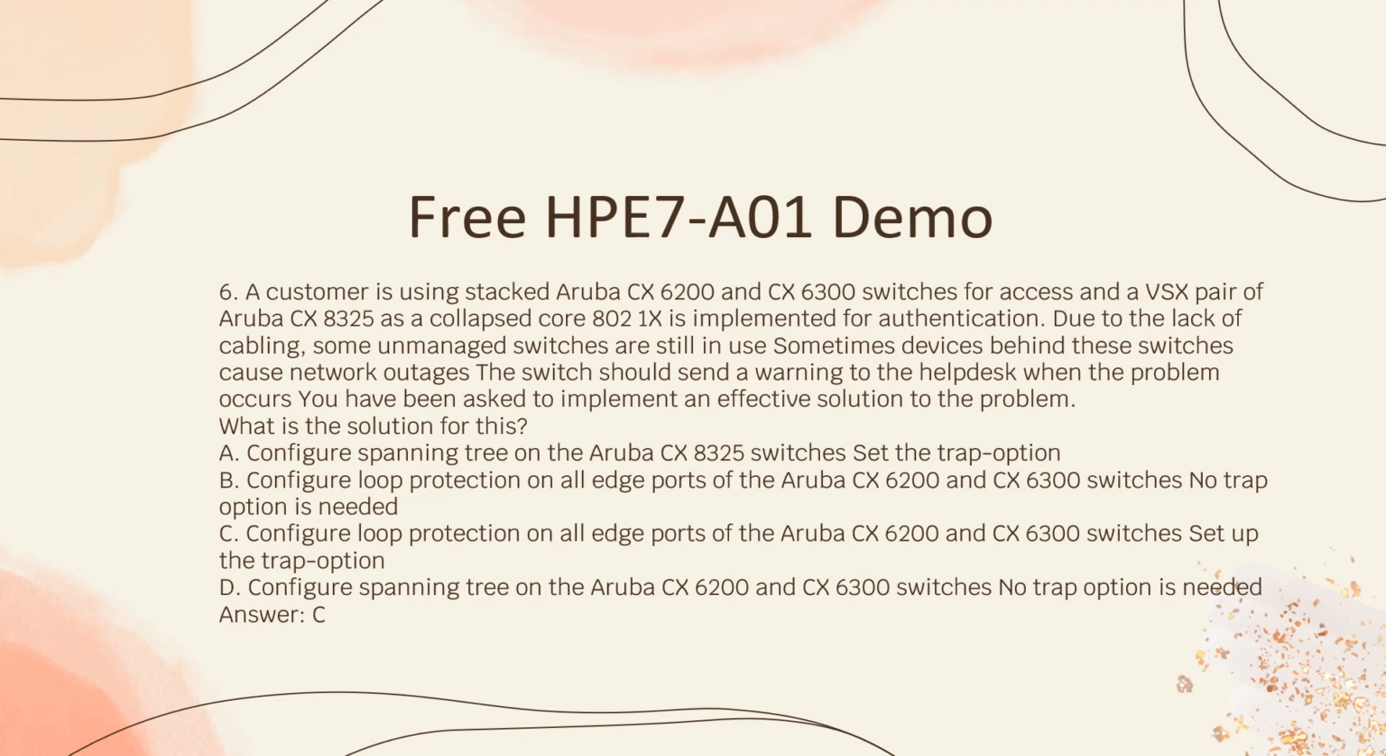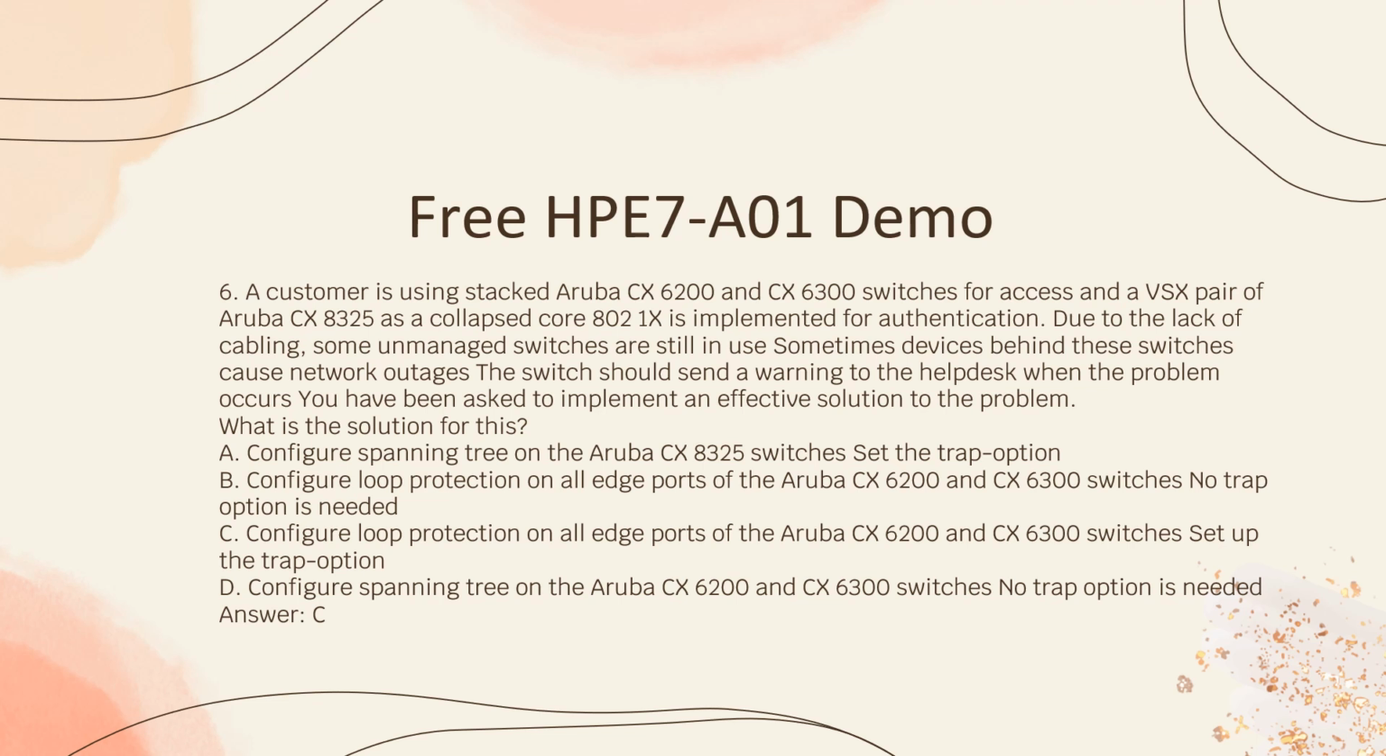6. A customer is using stacked Aruba CX 6200 and CX 6300 switches for access and a VSX pair of Aruba CX 8325 as a collapsed core. 802.1X is implemented for authentication. Due to the lack of cabling, some unmanaged switches are still in use. Sometimes devices behind these switches cause network outages. The switch should send a warning to the help desk when the problem occurs. You have been asked to implement an effective solution to the problem. What is the solution for this?